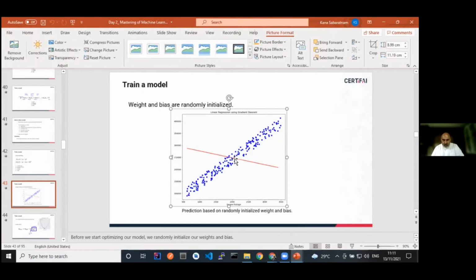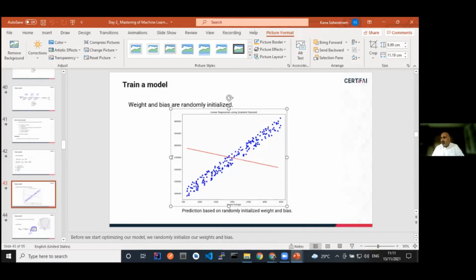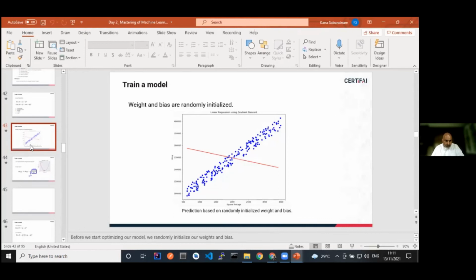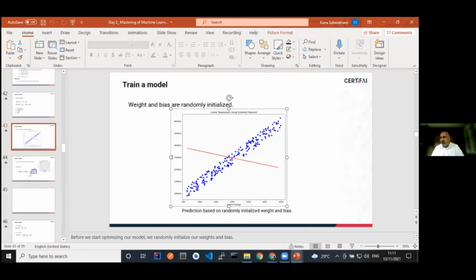Can I play this? Supposed to play. It doesn't have a play button.